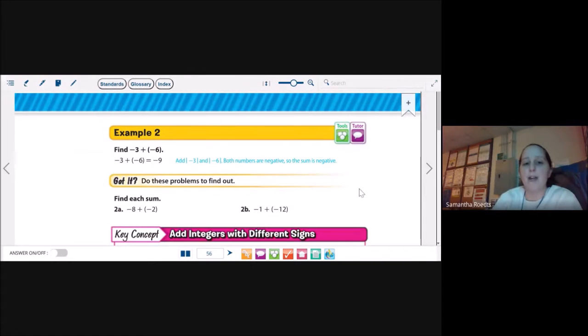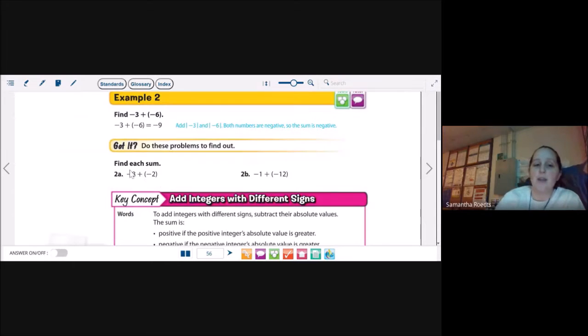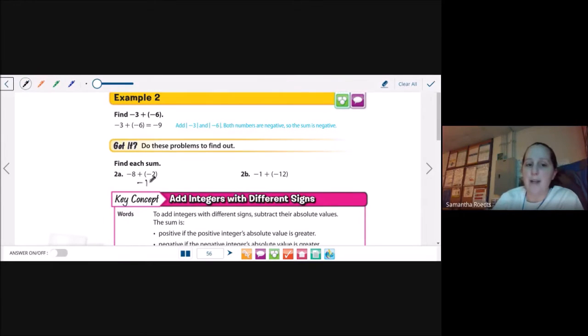All right, example 2, find -3 plus -6. -3 plus -6 equals -9. I add the absolute value of -3 and the absolute value of -6. Both numbers are negative, so the sum is negative. So let's find out. Find each sum, -8 plus -2. They're both negative, so 8 plus 2 is 10, and then I just put my negative sign out in front. -1 plus -12, they're both negative, so I add them together, which gives me 13. I put the negative sign out in front.